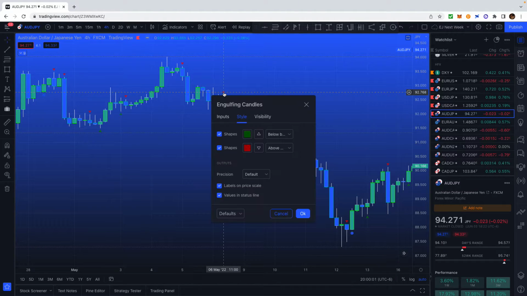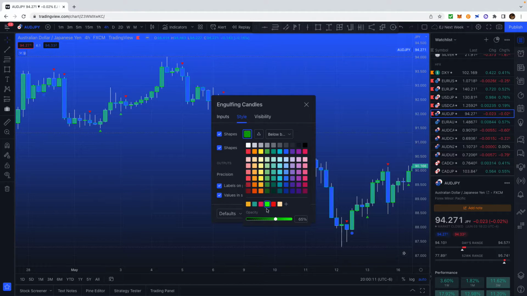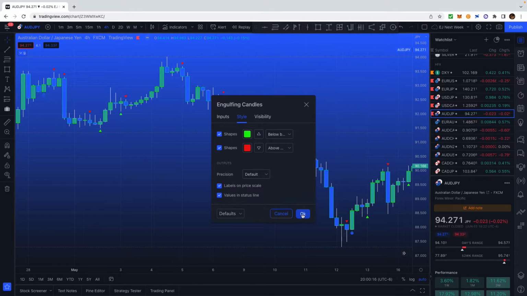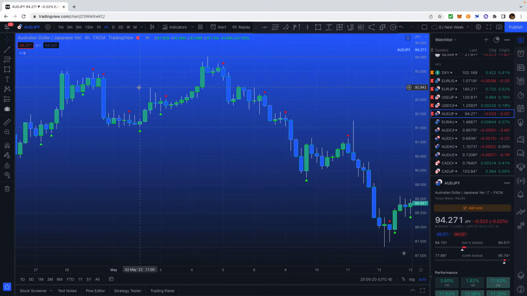I'm going to make this a little bit brighter, and I'm going to make it stand out a little bit more so you guys can see it. I'm going to make this one super bright too. Perfect. All right, so every single engulfing candle now has been indicated, and it tells you what kind it is. If you see this arrow down, that's a bearish engulfing candle. You see that arrow up, it's a bullish engulfing candle.